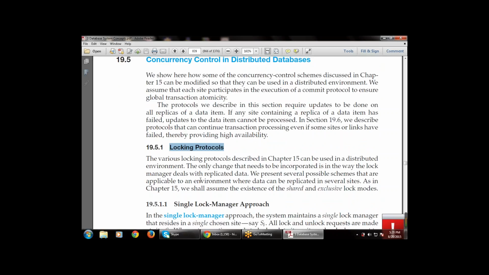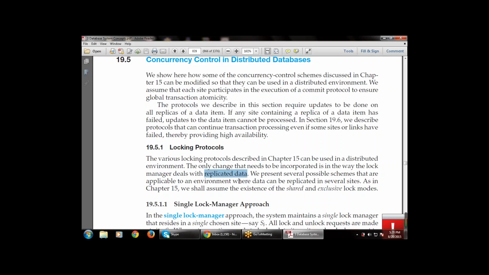What are the various locking protocols available? The various locking protocols described in chapter 15 can be used in a distributed environment. The only change that needs to be incorporated is in the way the lock manager deals with the replicated data.